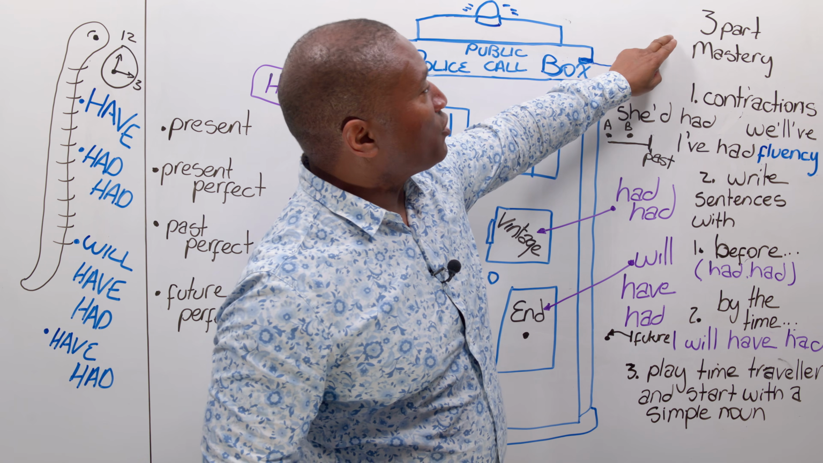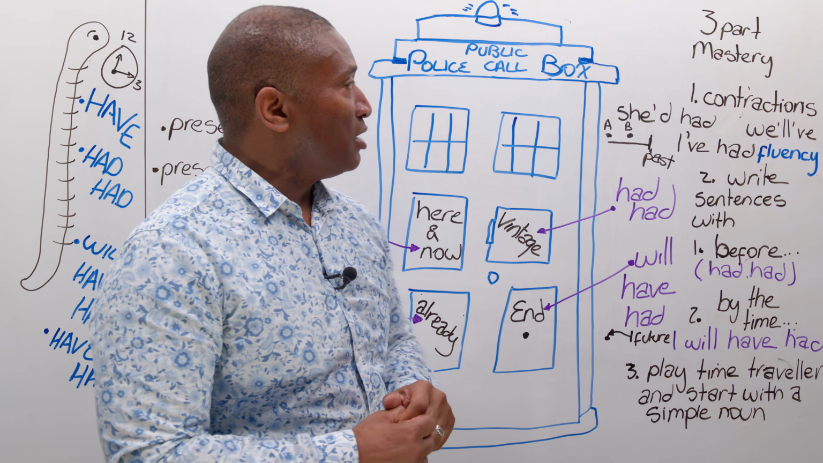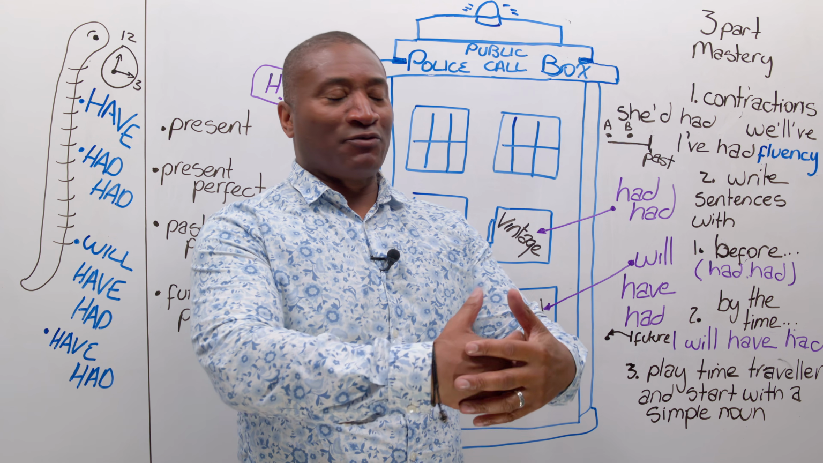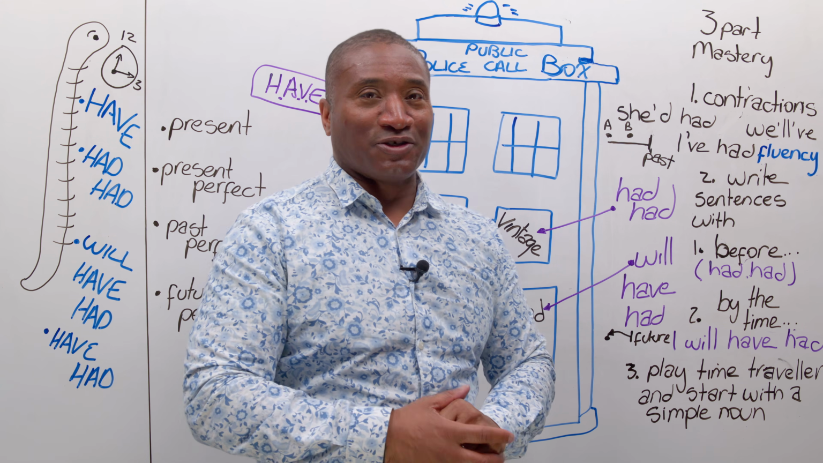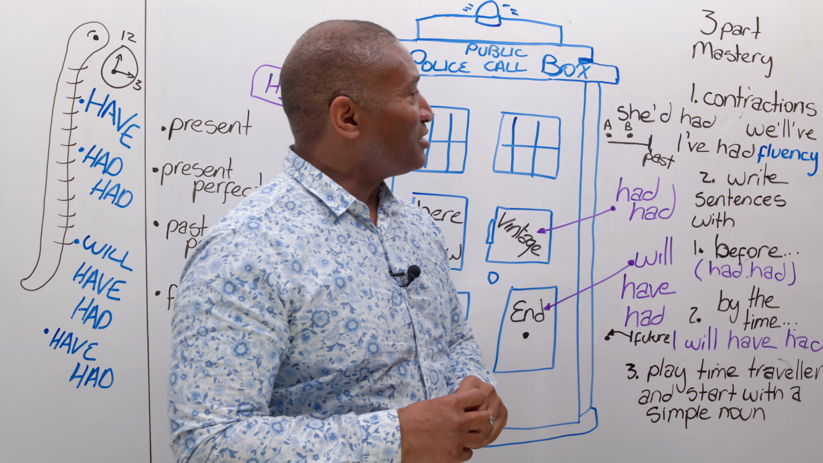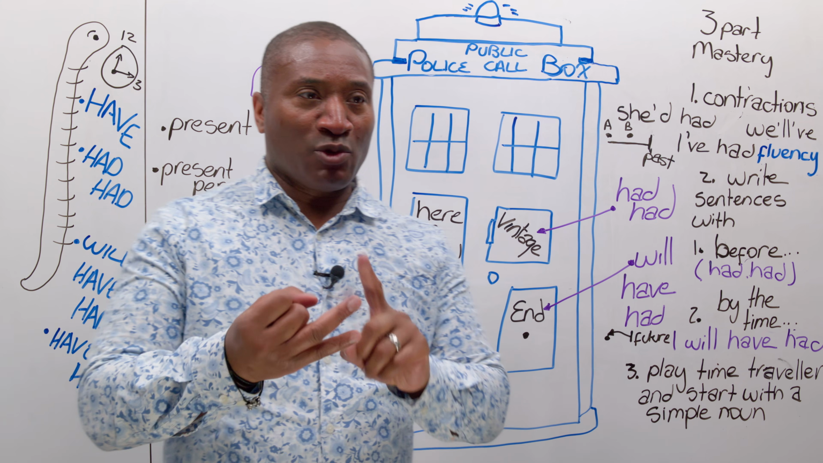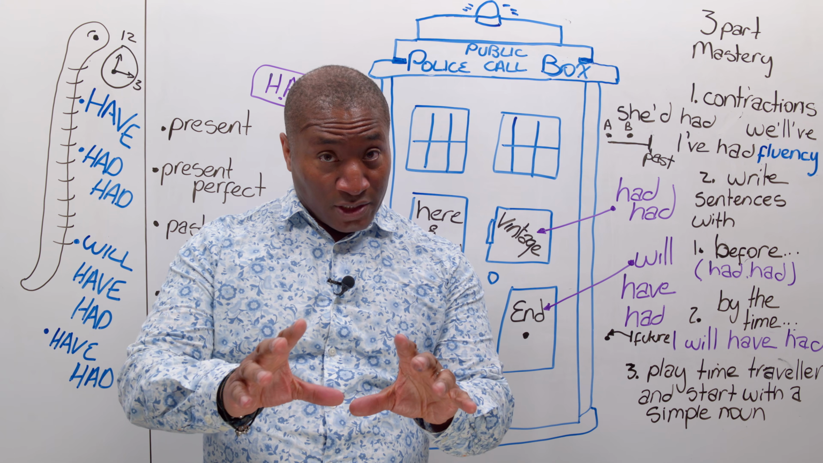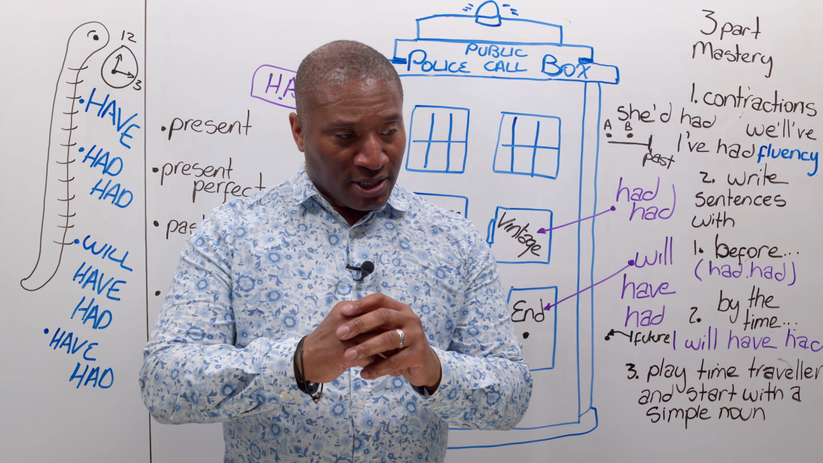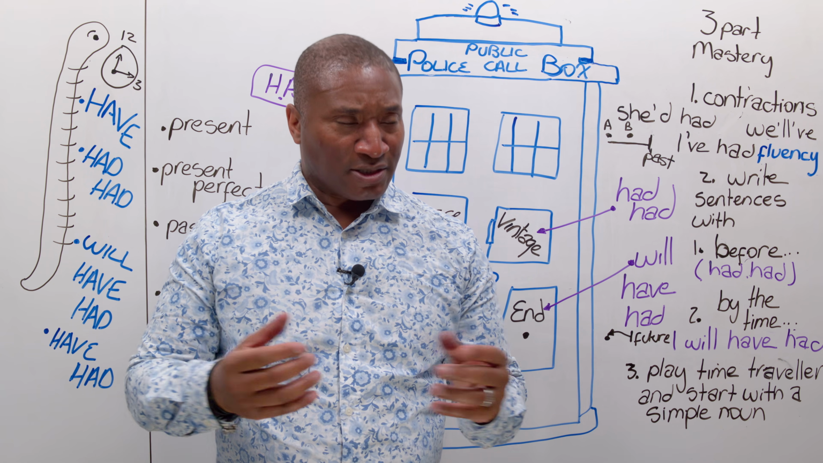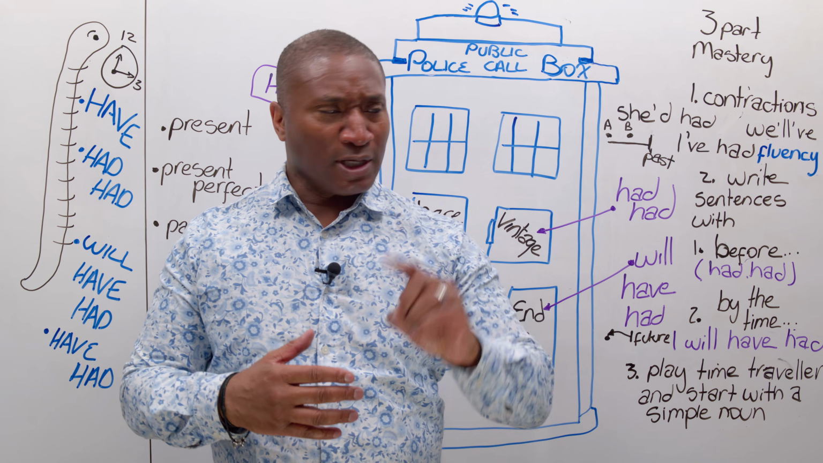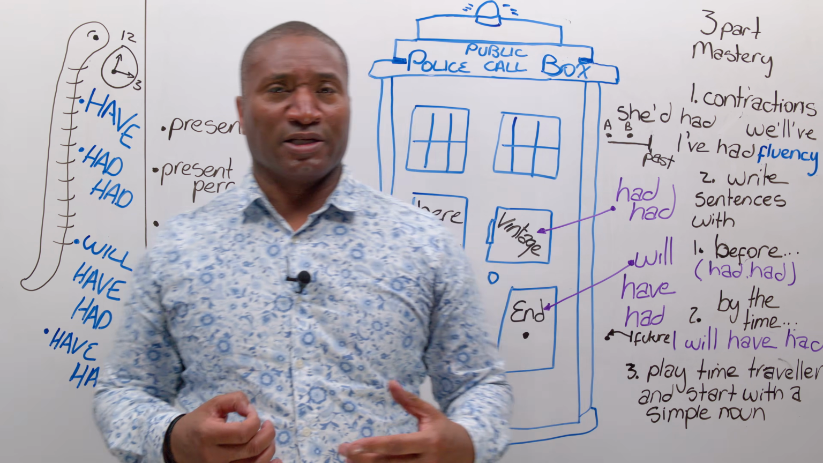So, what is this 3-part mastery system I have? Number 1, contractions. Now, I'm not talking about if you're pregnant with a baby, you get the contractions. No. What I'm talking about is "I have", "said had", "will have had". Nobody speaks like this. Not in conversation. Okay? If it's written down, yes. And sometimes in formal conversations, yes, especially if people are angry. But generally, we contract it.